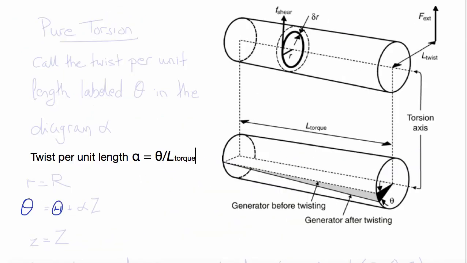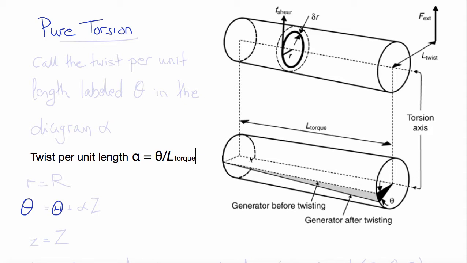This next example of pure torsion is most easily done in cylindrical polar coordinates. So imagine we have a cylindrical bar, or it could be a tube here, with constant radius and length shown here as L torque. Subject some torque or twisting moment to it with a moment arm of L twist and a force F external. And the result is that holding this end fixed, this end would twist or rotate through theta degrees.